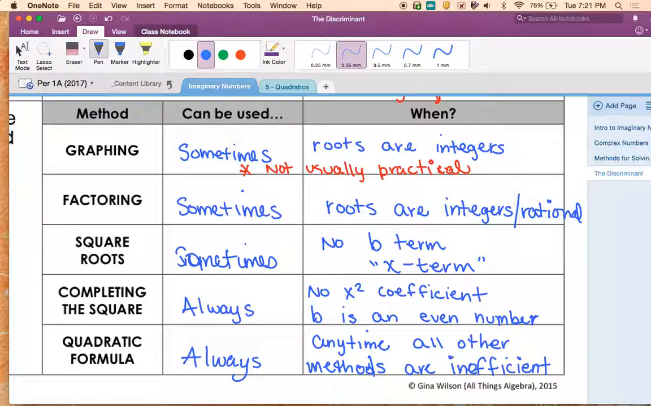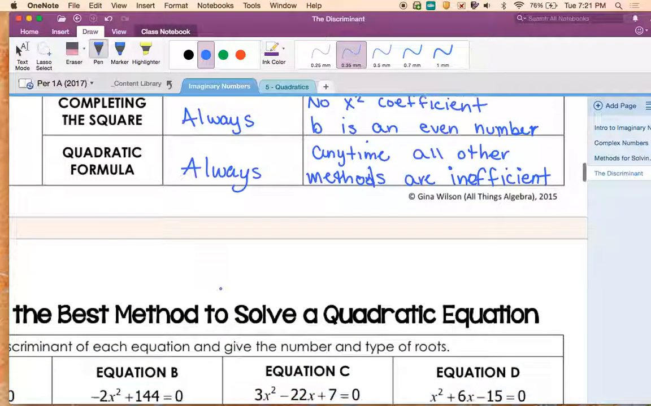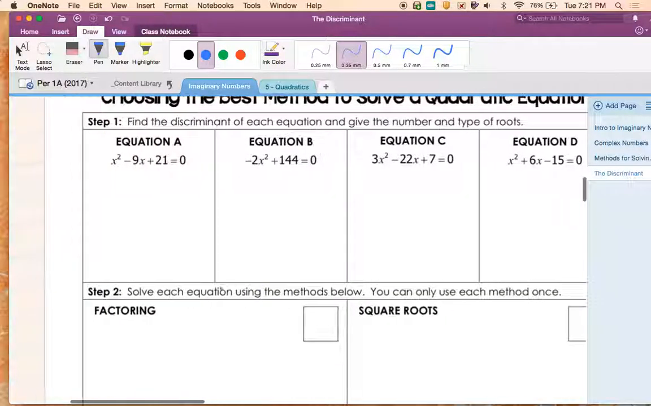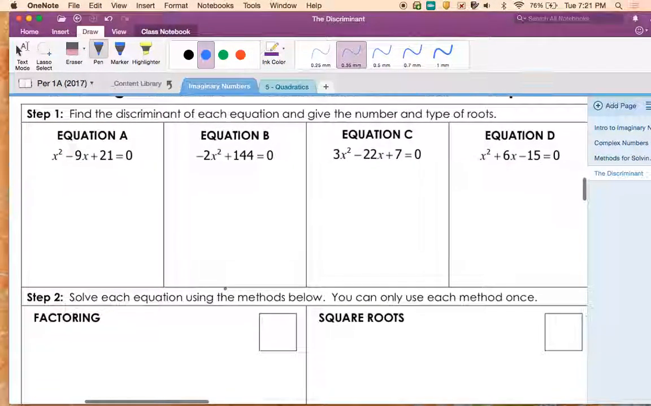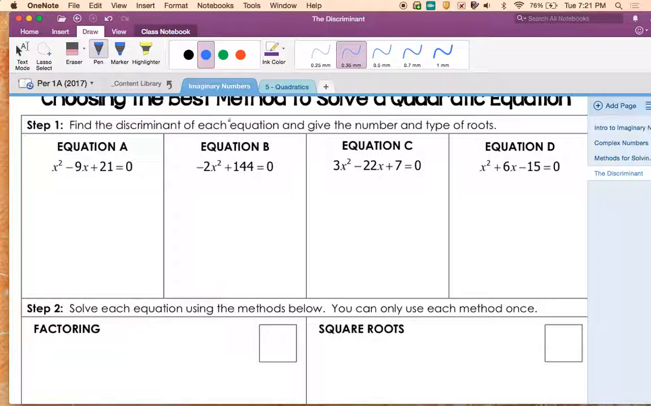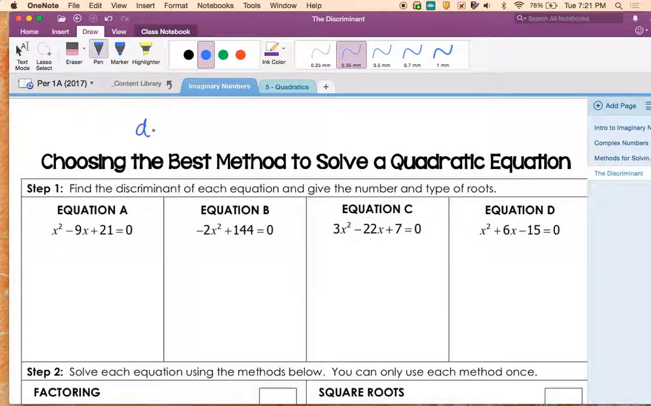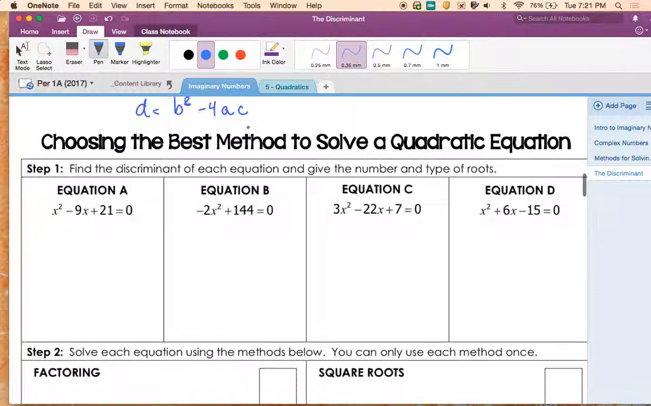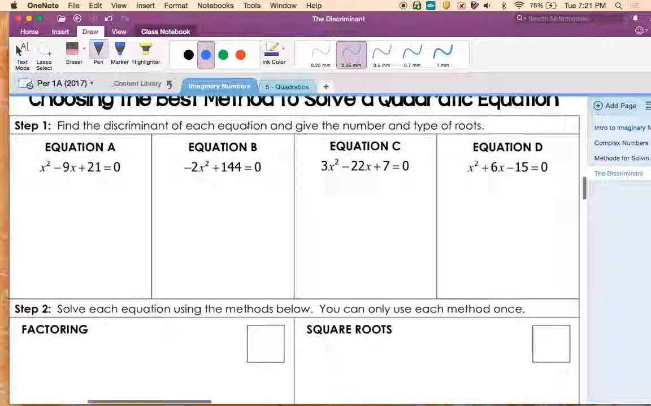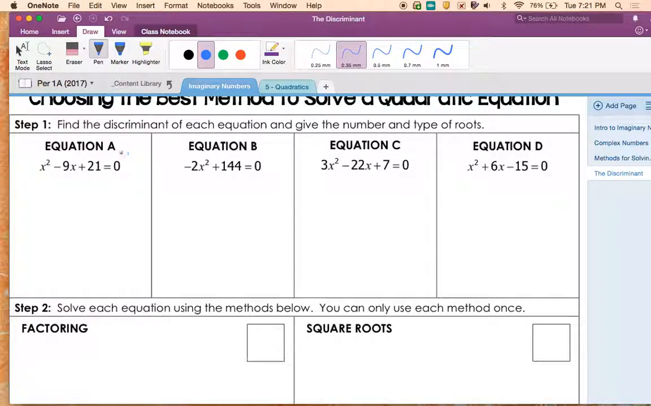All right? Now turn your paper over. We'll go down. Okay. On the back side, we've got 4 functions. Directions say find the discriminant of each equation and give the number and type of roots. So we're going to find the discriminant, and that's your b squared minus 4ac. So I'm going to write this on the top. B squared minus 4 times a times c. So go ahead and find the discriminant for each one of these first and identify the type of roots.